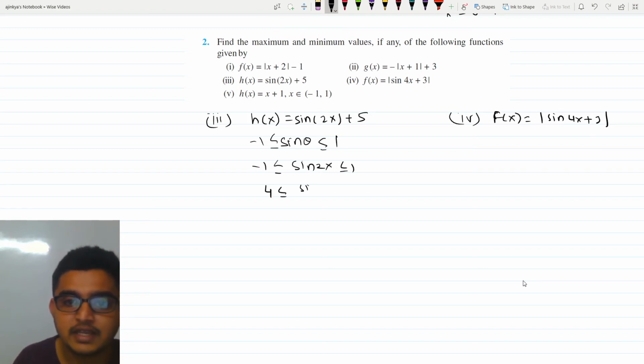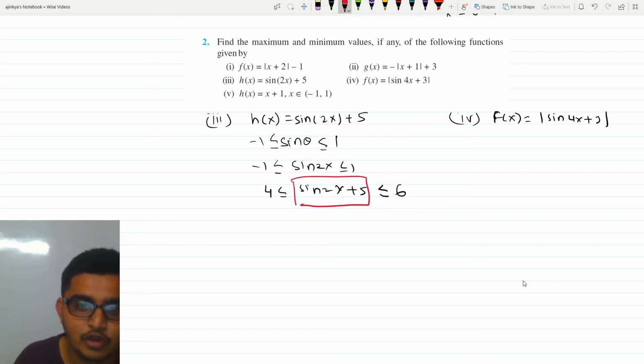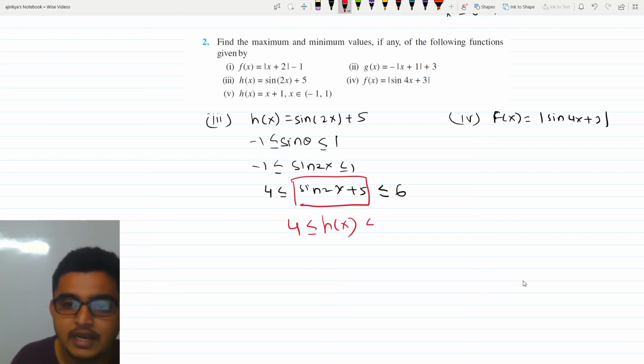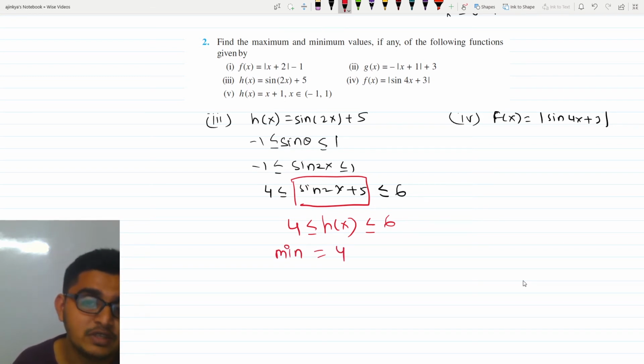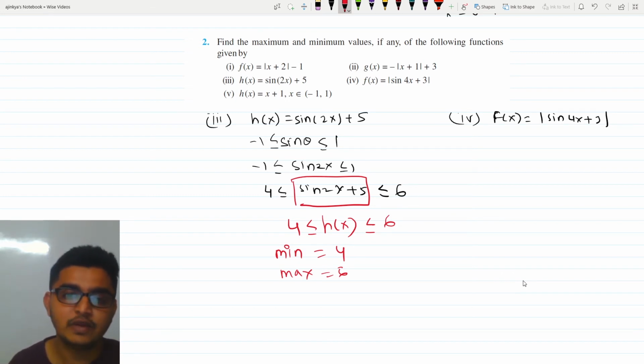and sine of 2x plus 5 is less than or equal to 1 plus 5, which is 6. So in between you have sine of 2x plus 5, which is nothing but your h of x. So h of x is always greater than or equal to 4 and always less than or equal to 6. So can we say the minimum value of this function is going to be 4, and the maximum value is going to be 6. For this question you can directly find the x value by putting in the minimum and maximum values, and find out what the angle is.